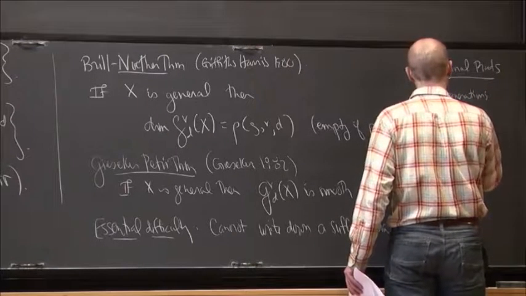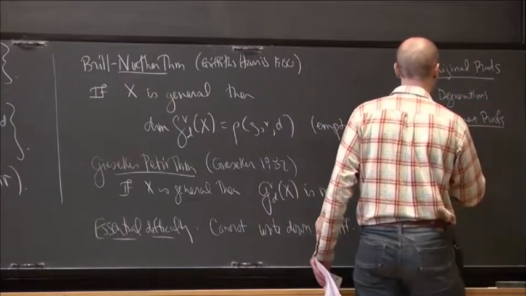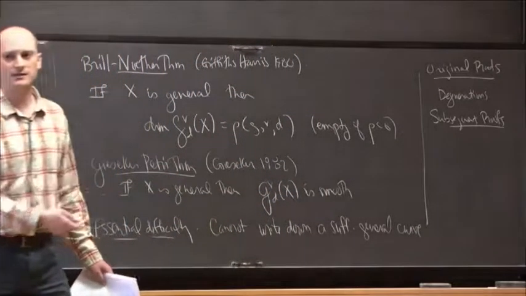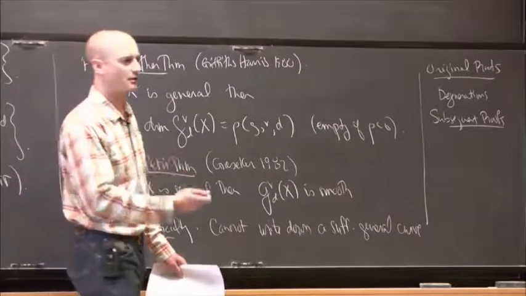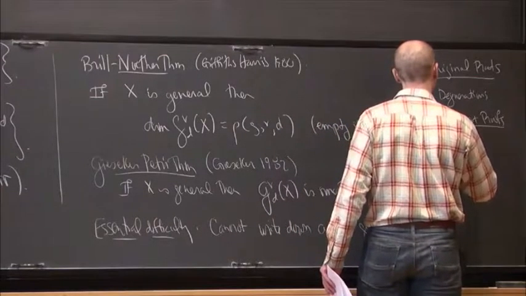And there have been several subsequent proofs. So one is a systematization of degeneration methods. So you want to degenerate curves in linear series. And so this was done systematically by Eisenbud and Harris.